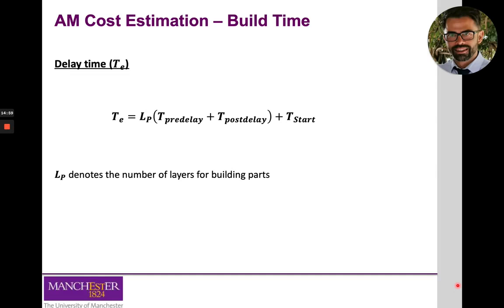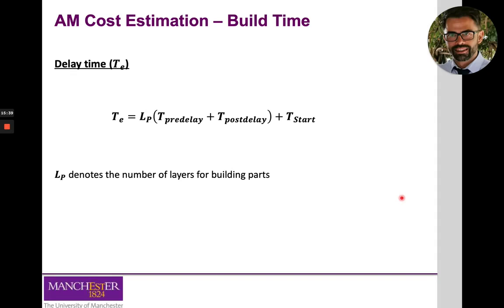So in addition to these pre-delay and post-delay times, we can also have additional delays that we will incorporate here as the time to start. For example, systems like selective laser sintering, where the building process occurs within a building chamber. Normally, to set up a print within a selective laser system, we have to increase the temperature within the building chamber in order to avoid shrinkage of the material. So that is taken into account in the cost model as the time to start.